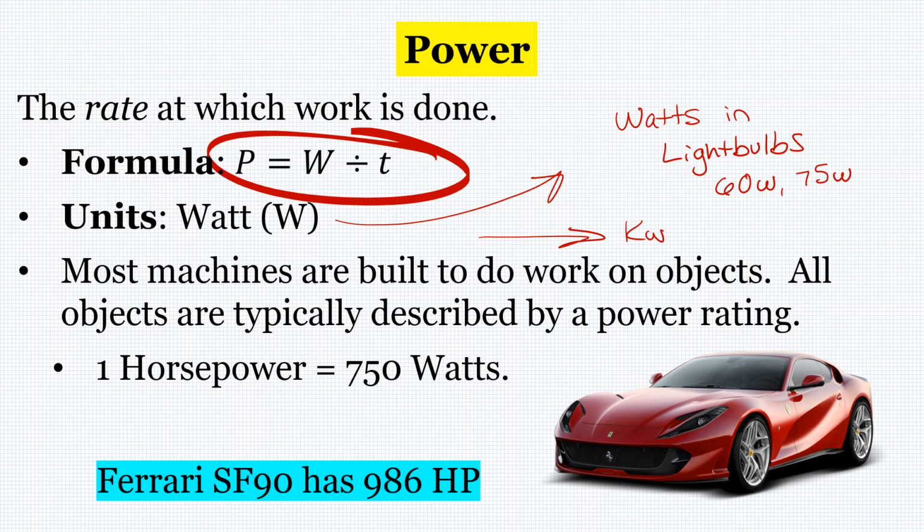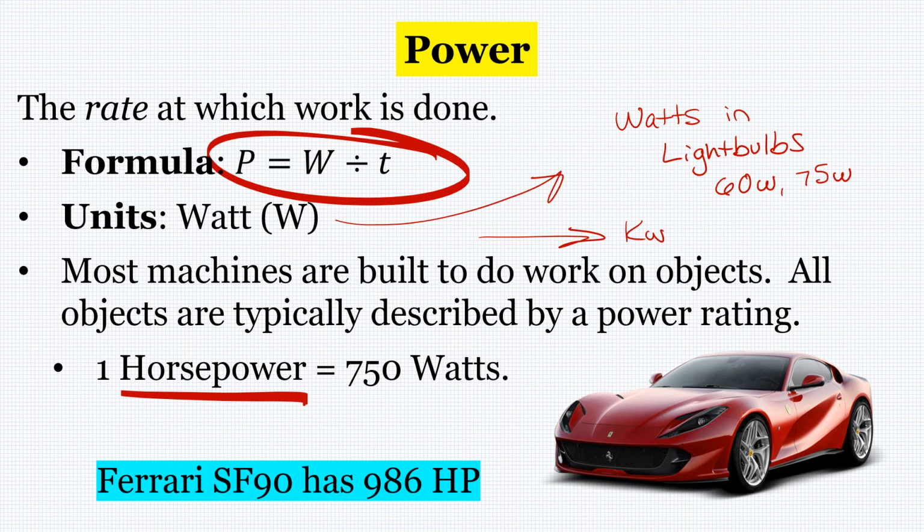Now, most machines are built to do work on objects. All machines are typically described by a power rating, and you've heard of one of these before, and that is the horsepower. Horsepower is very commonly used in cars, and you'll see it in other machines, other motors, like golf carts, lawnmowers, any type of yard machine, like leaf blowers. So you've probably seen this before.